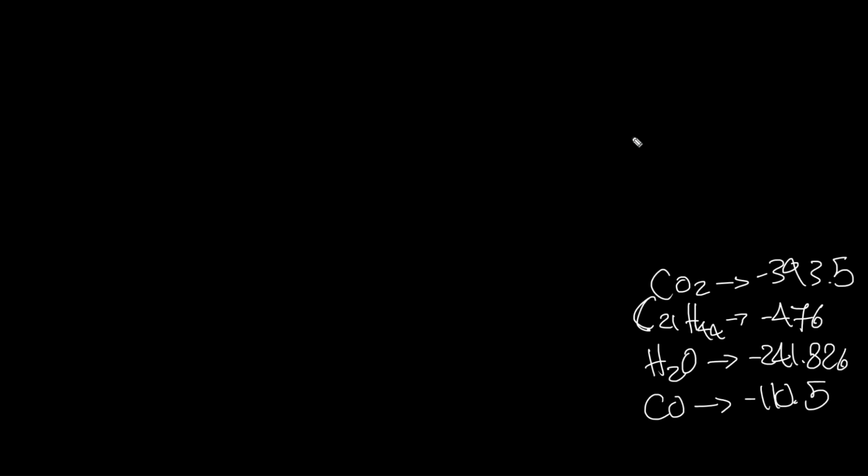So they want us to calculate the delta H combustion for each reaction. And they want us to assume that per 1 mole of C21H44, the delta H formation is negative 476 kilojoules per mole, which we have right here. And these are the delta H formation values that we're going to need for the equations that we're going to write out. So for the first one, they want the complete combustion that forms CO2 and water vapor.